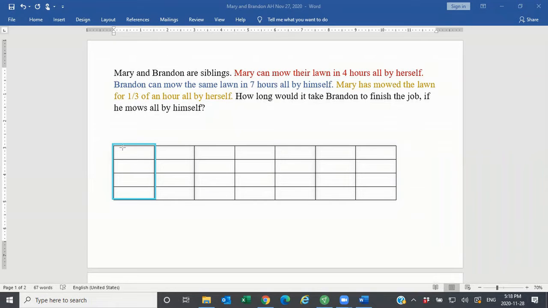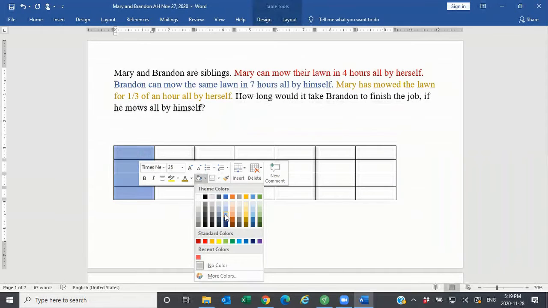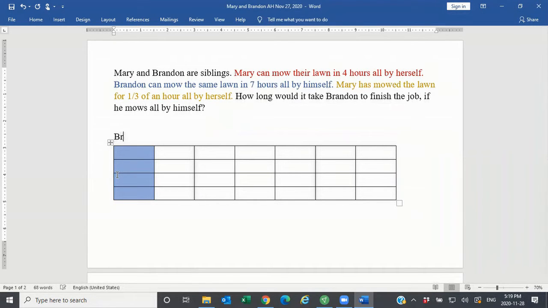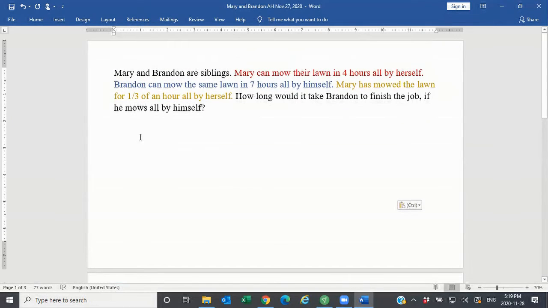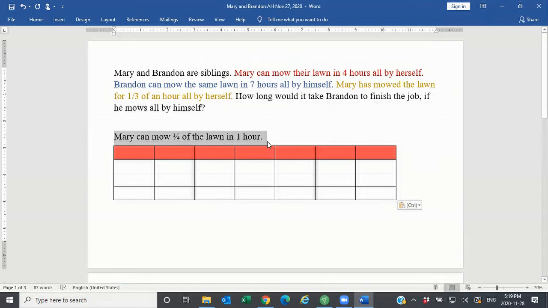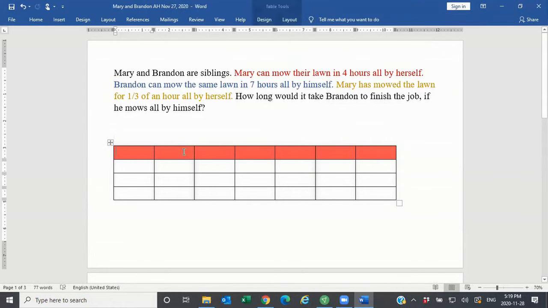He should be able to do 1/7 because 1 for 1 hour is 1/7 of 7. So I'll take 1/7 of the lawn for Brandon and make it blue to match his sentence. All right, Brandon can mow 1/7 of the lawn in 1 hour. There, and I'll push that one down as well, because now we're moving on to the yellow sentence. We are not going to change it all into one color yet.